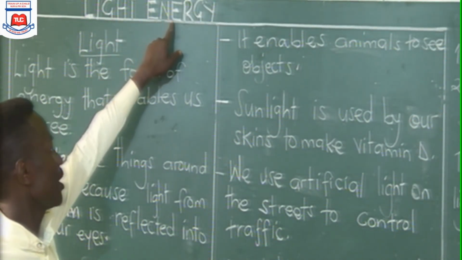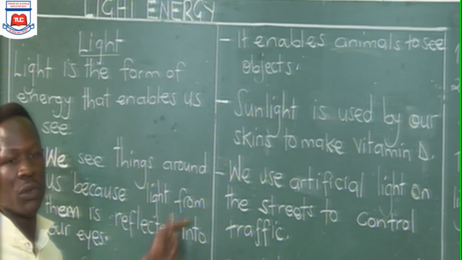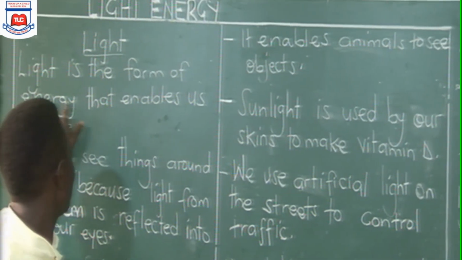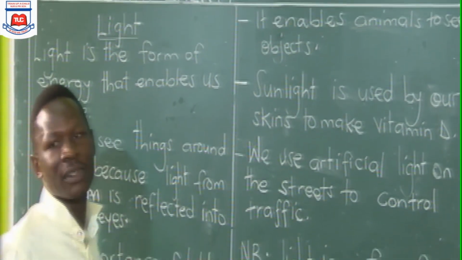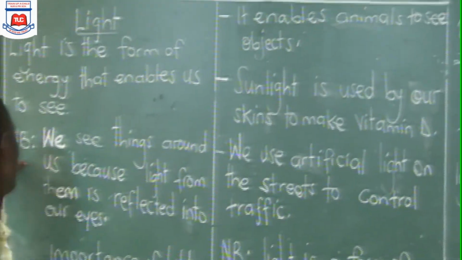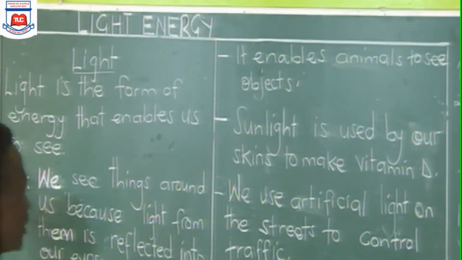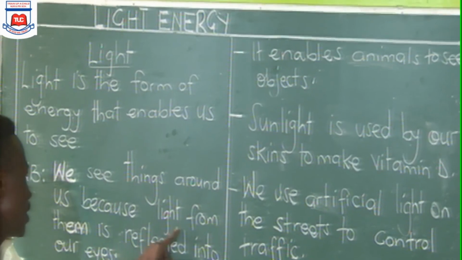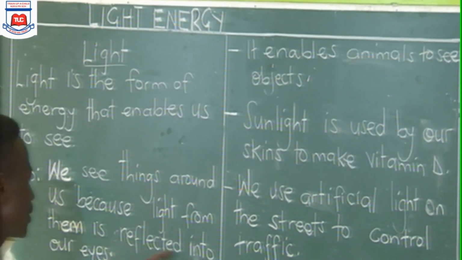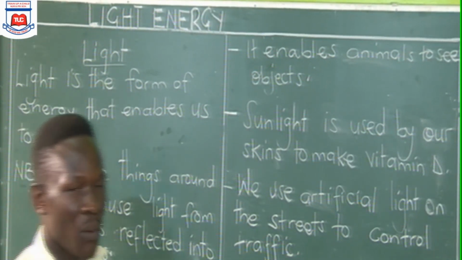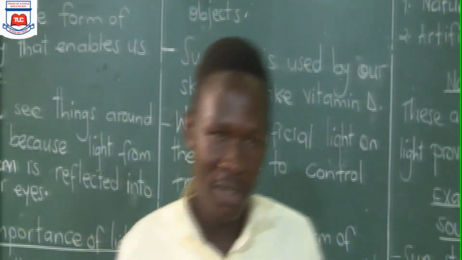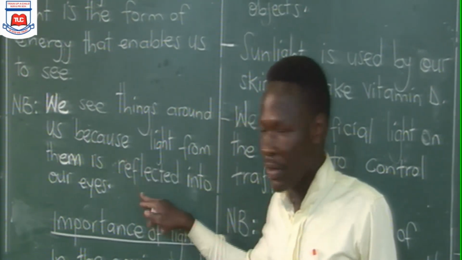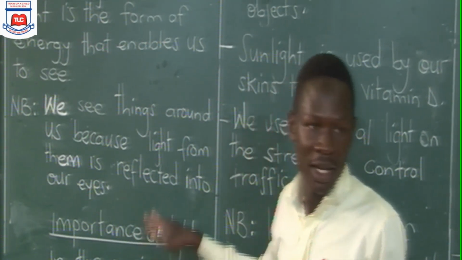How is it a form of energy? Just because it is capable of doing work. So here we say light is a form of energy that enables us to see. And from there we have something to note carefully. We see things around us because light from them is reflected into our eyes. We can only see objects around us because the light from the object is actually reflected into our eyes.